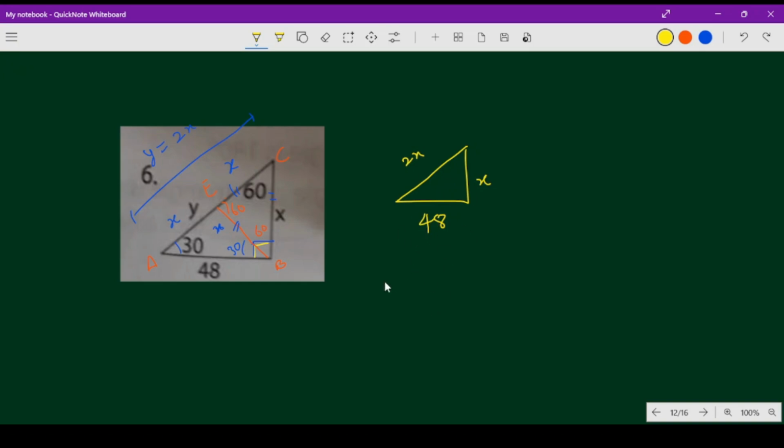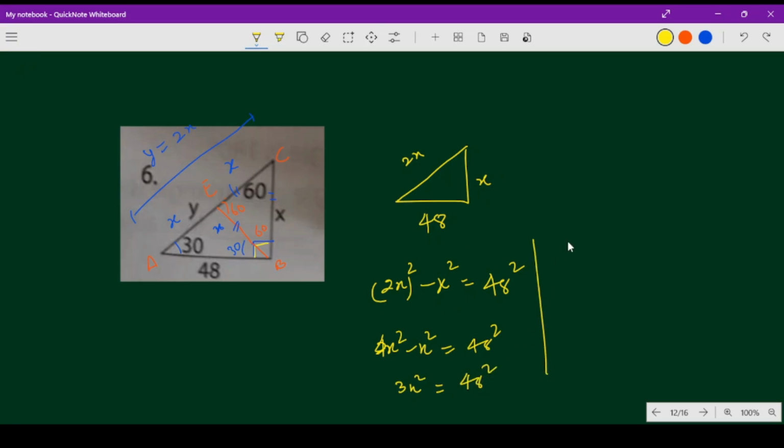If we use the Pythagoras theorem, 2x square minus x square is equal to 48 square. So that is going to give us 4x square minus x square is equal to 48 square. So this is 3x square is equal to 48 square. We want the value of x. So x square is equal to 48 into 48 divided by 3. So we can find it as 16.